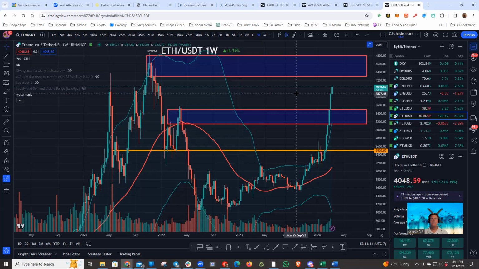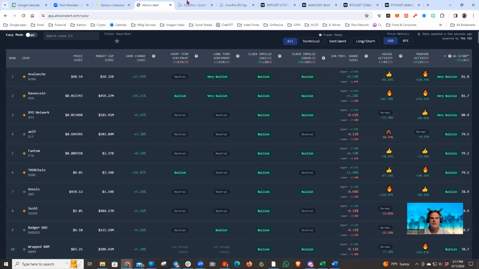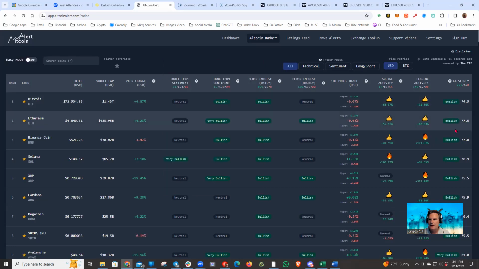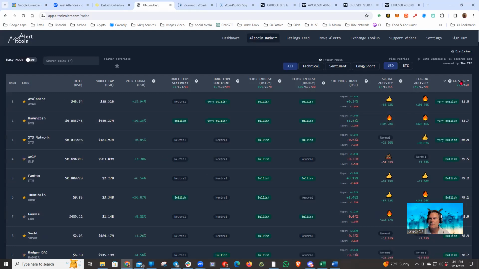Okay, let's get on Altcoin Alert and iCoinPro, see if we can find some day trades and swing trades. So we'll start with Altcoin Alert, and I am on the altcoin radar. I'm going to reload to get the most accurate current data. And the first sort I like to do is an AA score. So today we have AVAX moving almost 16%. Raven, that's one of those older projects, also moving 16%. XYO, I took a spot swing trade on this on Coinbase last week. I'm down a little bit, but I'm going to hold it for a while.